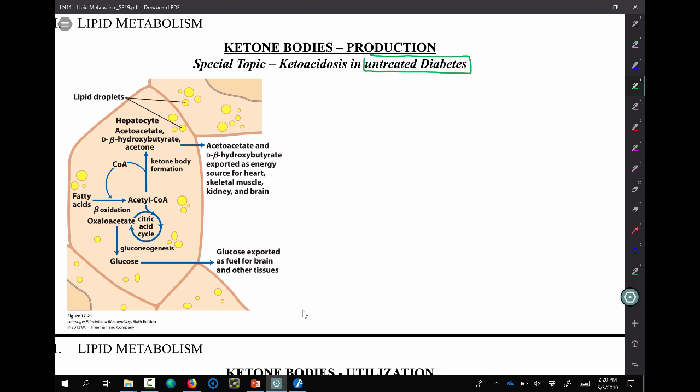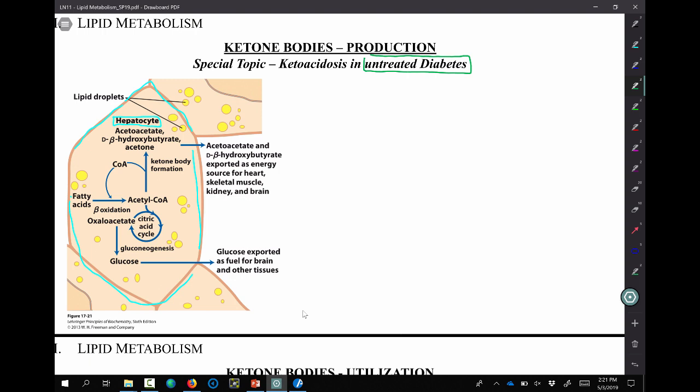Let's make sure that we understand what we're looking at. This is a hepatocyte, or the liver cell. This entire cell. They have lipid droplets in them, but don't confuse these lipid droplets for adipose tissue. So this is a liver cell. And in an untreated diabetic, of course, what you're lacking in that setup is insulin signaling, or effective insulin signaling. Let's say it's type 1 diabetes though. In that case, there is just no insulin.